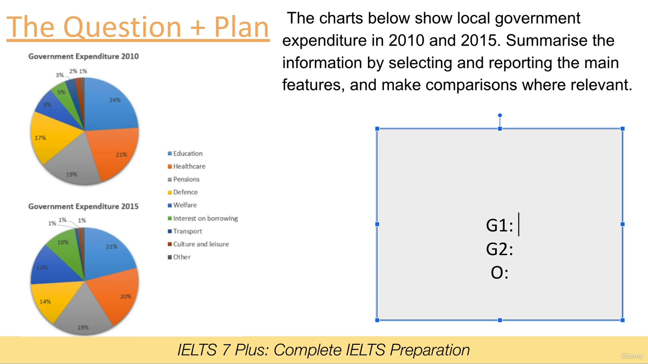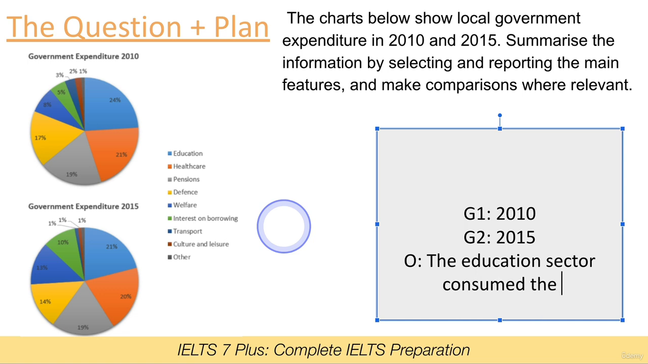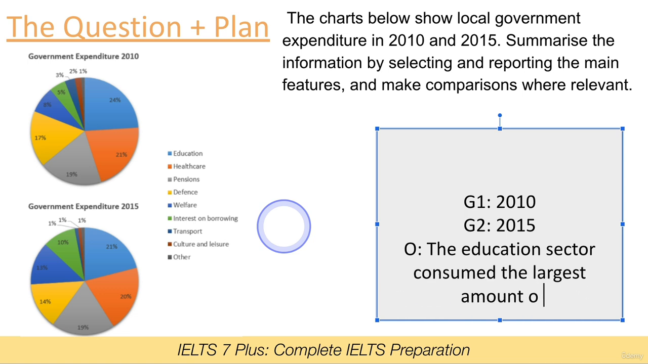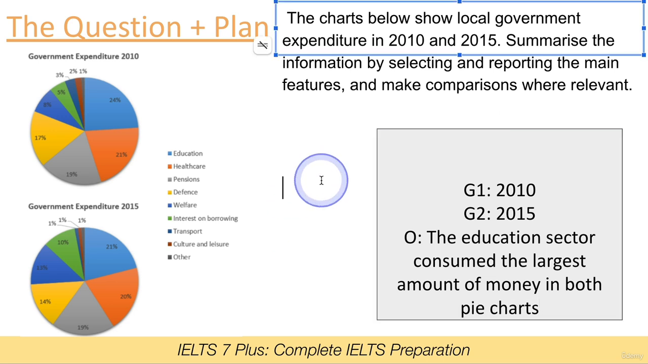Okay, so let's think about 2010 then. Let's talk about that in our first group. Yes, this one here. And then group 2, we're going to talk about 2015. Just this one here. An overview, let's say the education sector area consumed the largest amount of money in both pie charts. That's the general theme that we're going for.